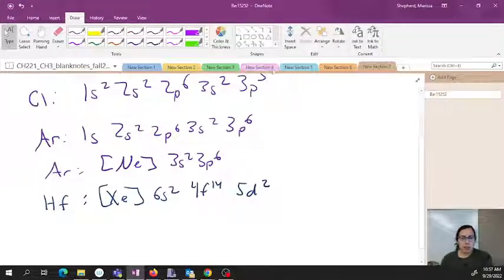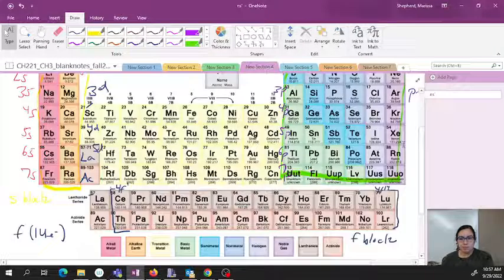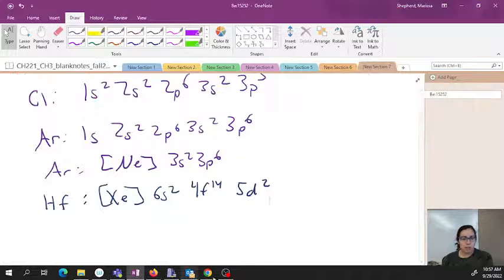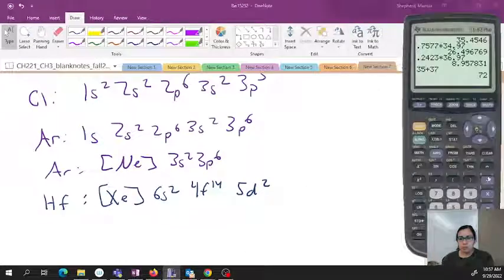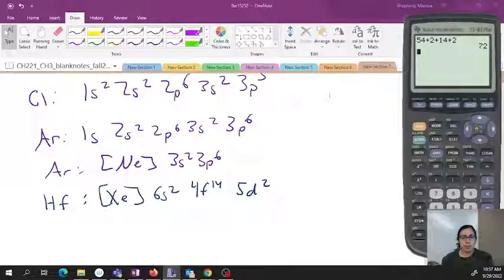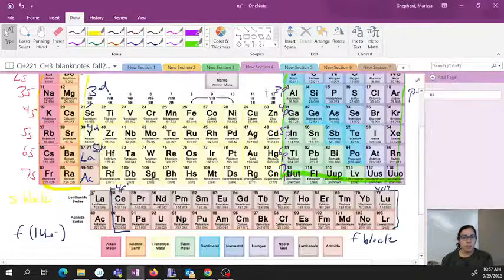And so what I mean by that is, let's start with xenon. So xenon was element 54. So we'll start with 54. So 54 plus, and then each of these superscripts indicates an electron. So plus 2, plus 14, plus 2. So that gives us 72. And then does that match with hafnium? Yes, it's 72, so we have at least the correct total number of electrons.